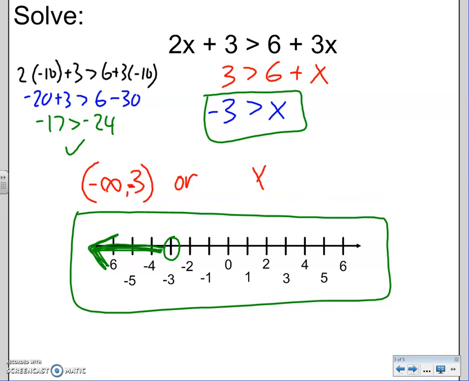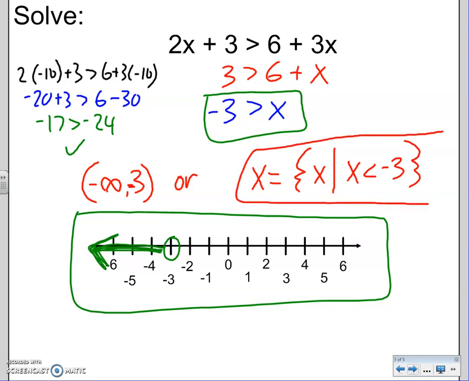We'll say x is the set still of all x's with the condition, or such that, x is less than -3. So as long as x is less than -3, it's in this set. So for example, -4 is in here, -4.5, -4.9, -4.987. There's an infinite number of answers possible.